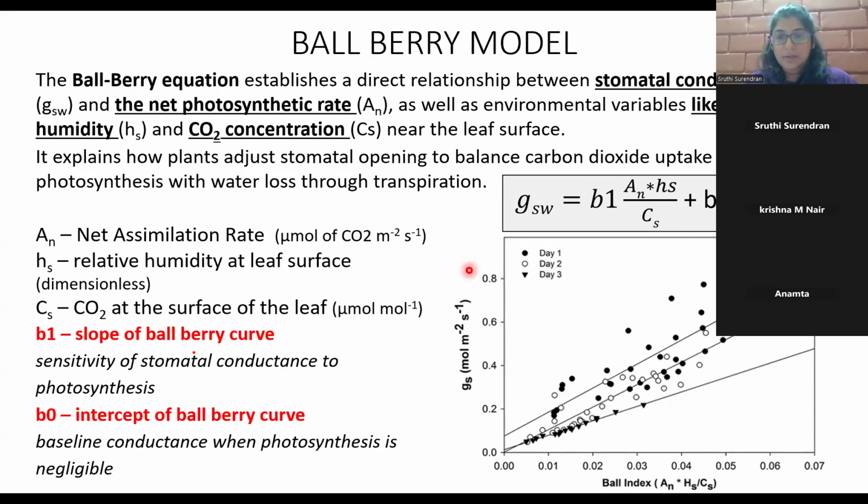Here, as you can see in this equation, this Ball-Berry index is the product of the net photosynthetic rate or net assimilation rate into Hs, which is the relative humidity at the surface of the leaf. It is not the relative humidity that you get measured directly from the weather data. It is the relative humidity at the surface of the leaf and the carbon dioxide concentration at the surface of the leaf.